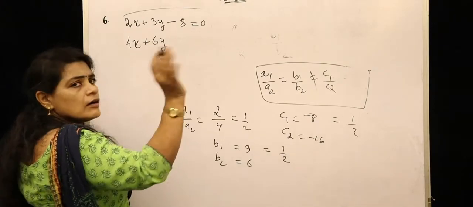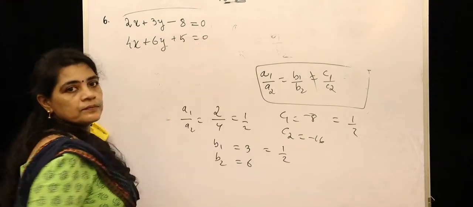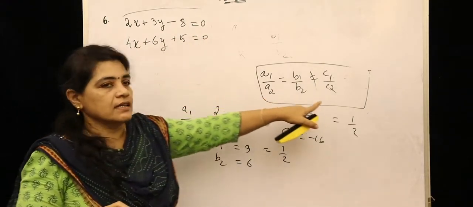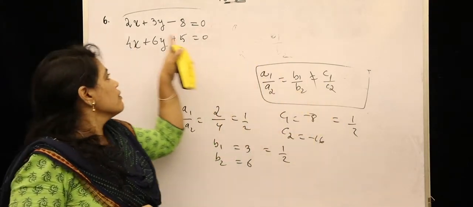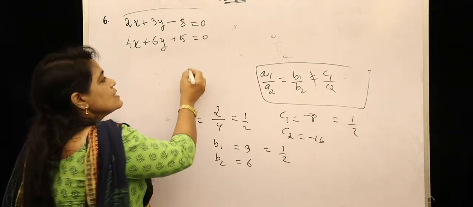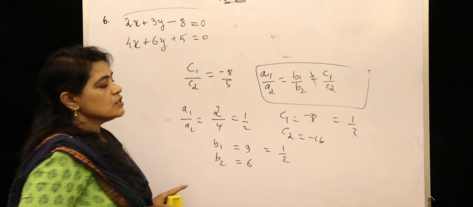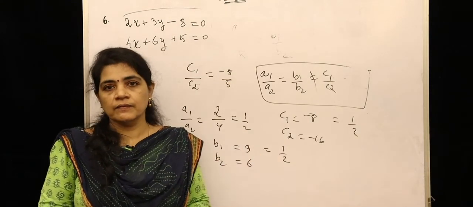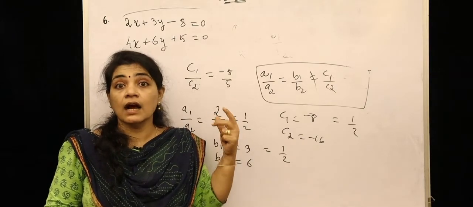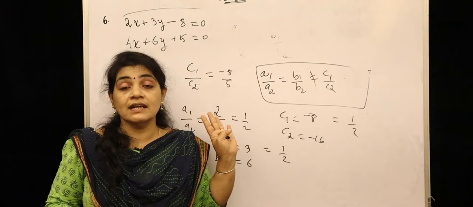So you can write any number plus y, no problem. See here, in this pair, the condition is satisfied. A1 by A2 equals B1 by B2. Here C1 by C2 is minus 8 by 5, which is not equal to 1 by 2, these ratios. So for this pair, the graph will be parallel lines, no solution, or inconsistent.